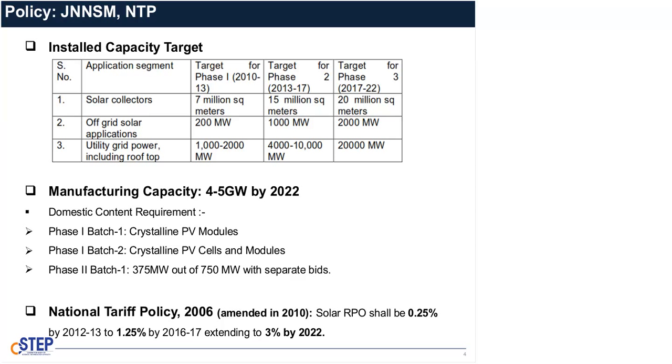In 2010, the National Tariff Policy 2006 was also amended to have 3% solar penetration in the grid by 2022, with an increment of 0.25% every year from 2012-13.